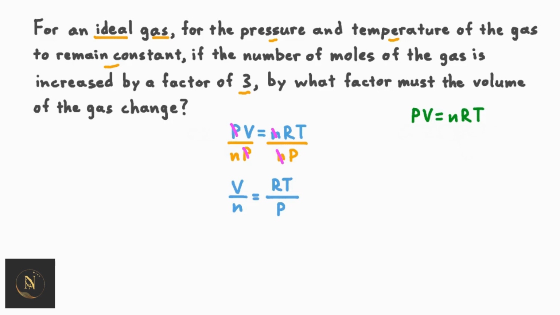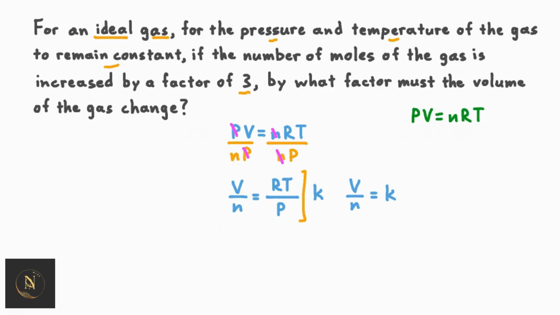We now have all of our constant values on the right side of this expression and all of the variables on the left. Since R and T and P are all constants individually, the ratio R times T divided by P is also a constant. If we call this overall constant K, then we can write V divided by N is equal to K.